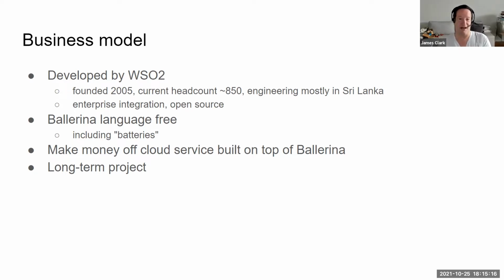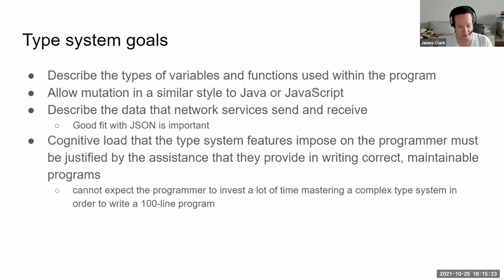We're by no means done. So it's a long-term thing. So what are we trying to achieve? Today I'm not talking about Ballerina in general. I'm just going to focus on the type system.